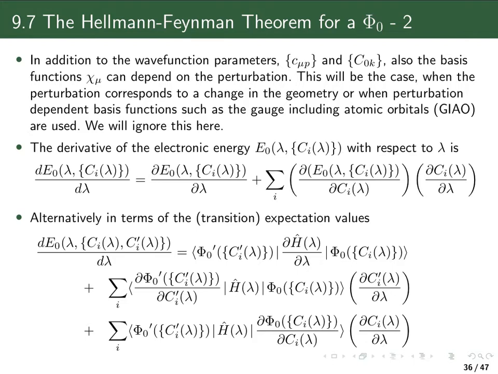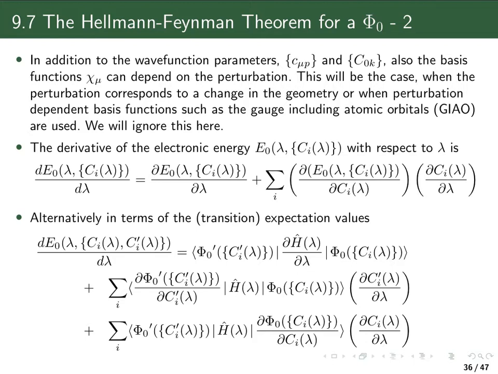Now, if you take the derivative of the energy with respect to this parameter, then of course the energy might directly depend on the parameter. So I get here the partial derivative of the energy with respect to this parameter. But of course the energy depends on the coefficients, which, as we know, depend on the parameter lambda. So we get from the chain rule also this contribution, where we have the derivative of the energy with respect to all the coefficients, multiplied with the derivative of the coefficient with respect to the parameter lambda.